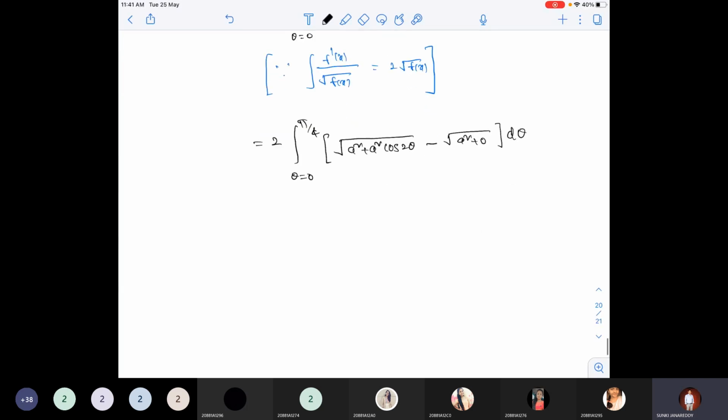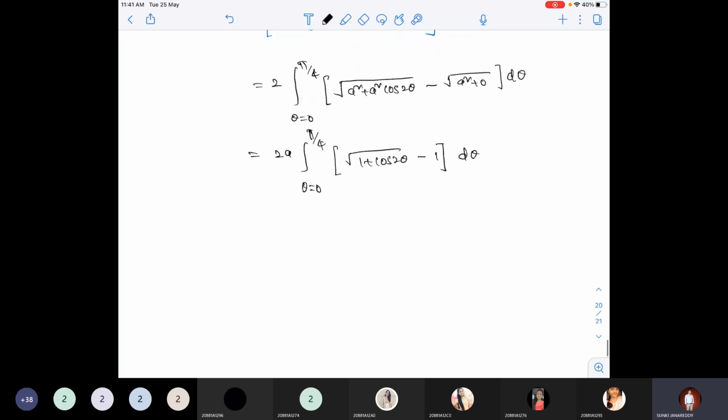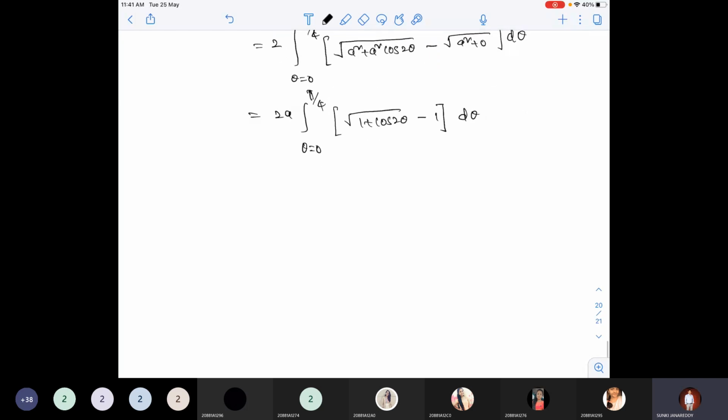Then what is the common value in this? A square in root means outside of root is a. 2a into theta from 0 to pi by 4. Here what can we get? Tell me the value. Plus cos 2 theta. Here under root 1 plus cos 2 theta. For that also you know the value. Here it is 1 only. Already we took a out, already we written outside.